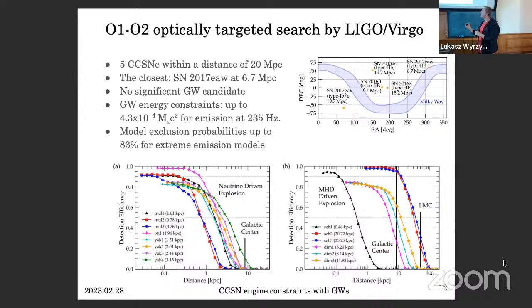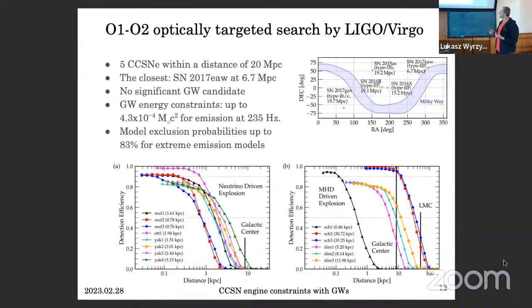But for certain extreme emission models, so if you think about very rapid rotation and very strong deformation of the core, we can exclude them at a certain level that is non-zero, up to 80% at the time. And we can see such sources up to around a few kiloparsecs. This is the most realistic neutrino driven case. And for the magnetorotational driven, we can go beyond the Milky Way, with some extreme models up to the Large Magellanic Cloud. So it's not as far.